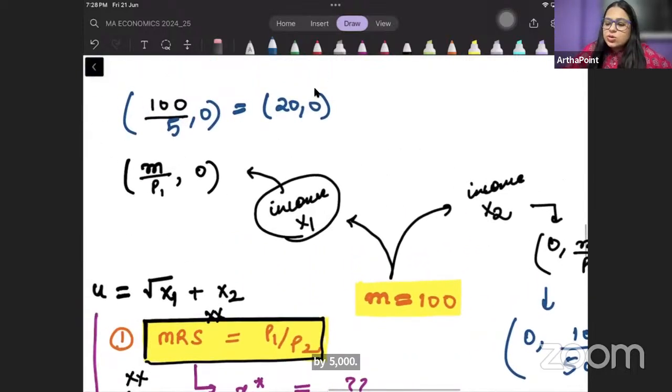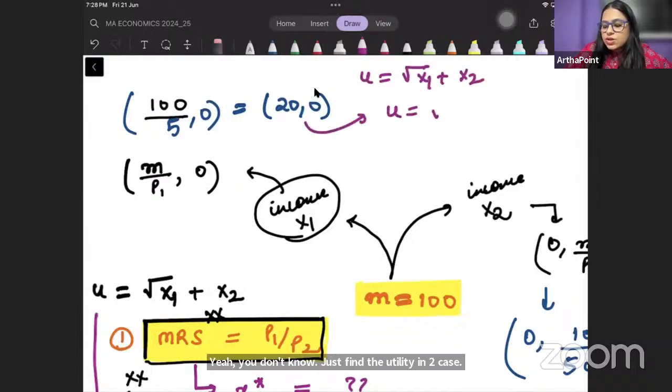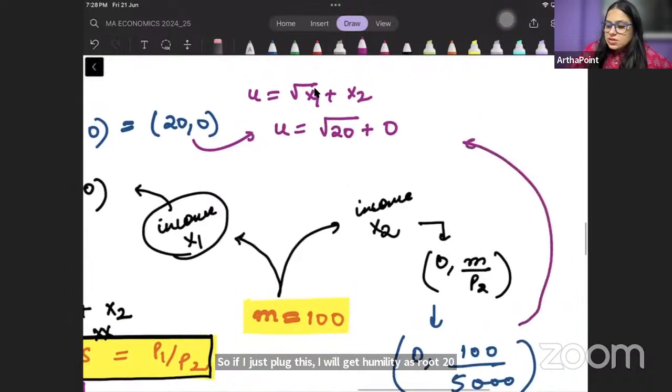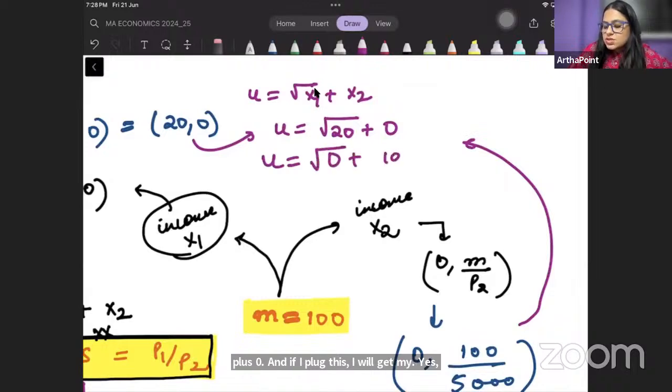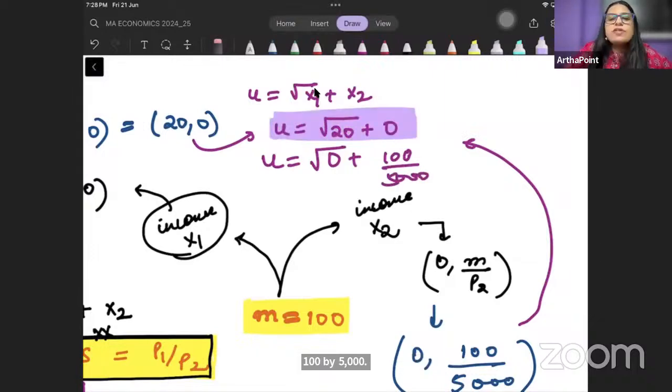Just find the utility in two cases. So utility function is root x1 plus x2. So if I just plug this, I will get utility as root 20 plus 0. And if I plug this, I will get my utility as root 0 plus 100 by 5000. Clearly, this is giving me more utility. So I will go for this bundle.